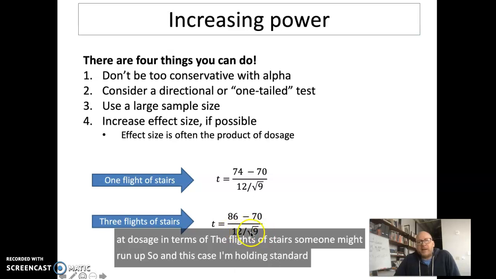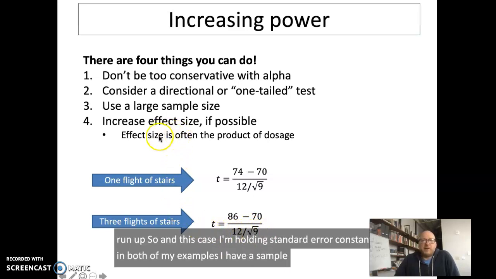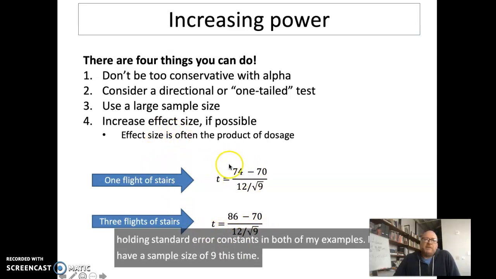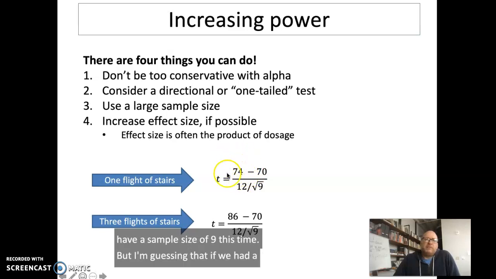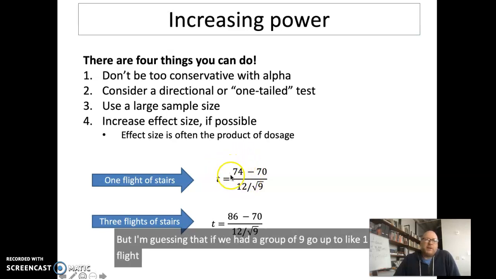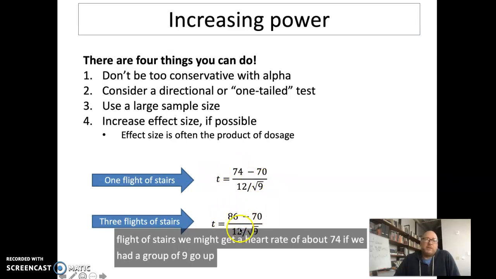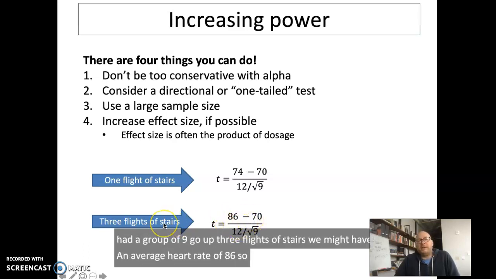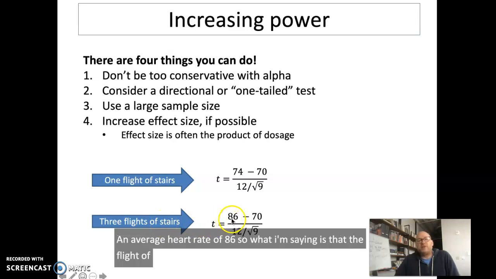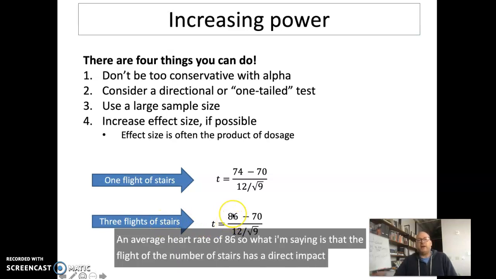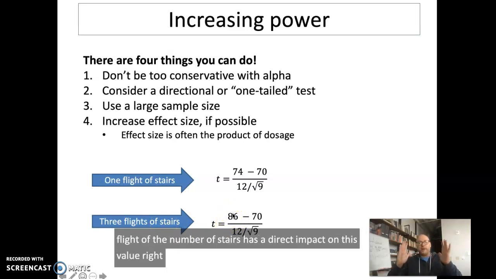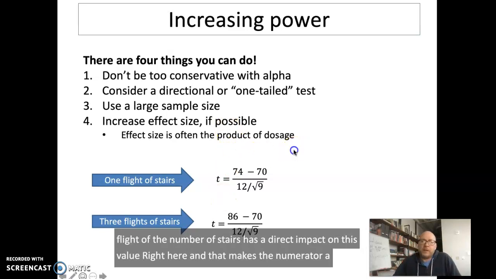So in both of my examples, I have a sample size of 9 this time. But I'm guessing that if we had a group of 9 go up 1 flight of stairs, we might get a heart rate of about 74. If we had a group of 9 go up 3 flights of stairs, we might have an average heart rate of 86. So what I'm saying is that the number of stairs has a direct impact on this value right here, and that makes the numerator a bigger number.